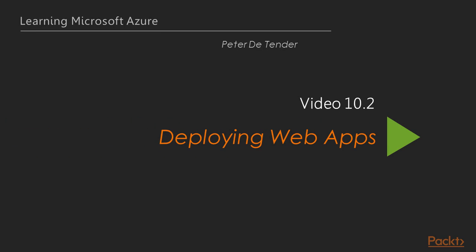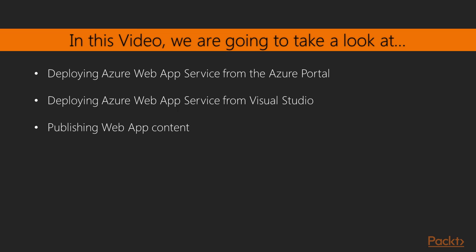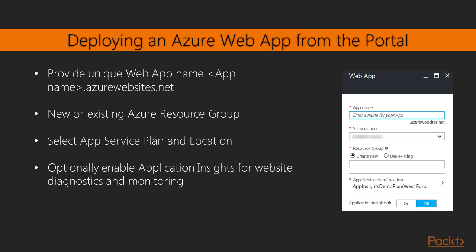In this video, I'm going to talk about deploying Azure Web Apps, talking about three different sections. In the first one, I'm going to start about deploying web application services from the Azure portal, where in the second one, I'm going to walk you through the deployment of Azure Web Apps out of Visual Studio. And in the third one, we'll be talking about publishing your web application content.